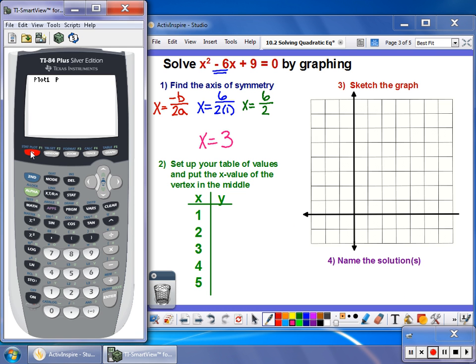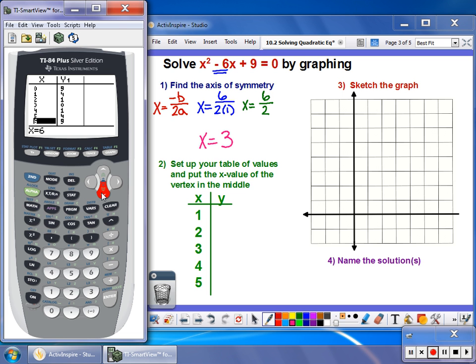Okay, I'm going to go back to y equals, so I can put my equation in. I'm going to clear this equation out of the way, and I'm going to put in my new one. x squared minus 6x plus 9. And then I'm going to create my table of values, hit my second key, and then my graph key. And I know that I want numbers from 1 to 5, so I'm going to have to scroll down here a little bit until I get the numbers 1 to 5.